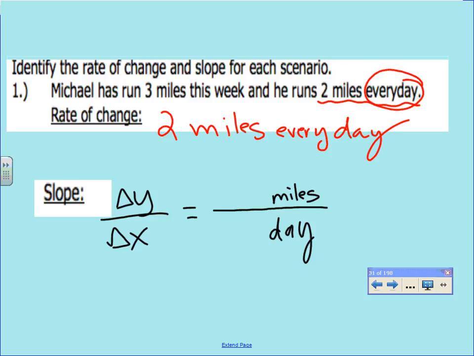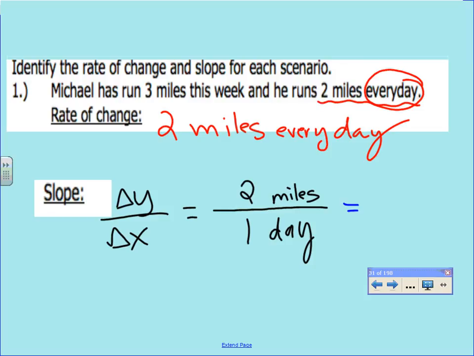We're going to put in front of this 2 miles, okay, for every 1 day. Michael runs 2 miles every 1 day. All that I did, or had you guys tell me what to do from here to here, is change our fragment here of 2 miles every day to slope, which is our fraction, rise over run, or change in the Y over change in X, right? 2 miles is changing every 1 day, or it's increasing by that every 1 day.